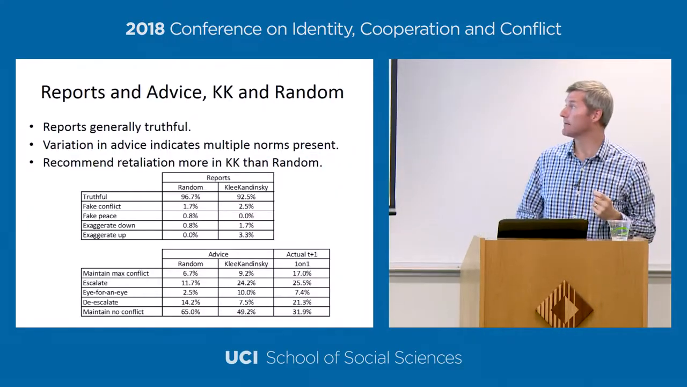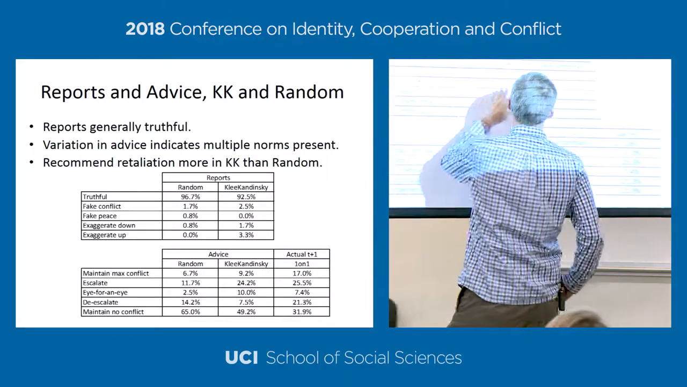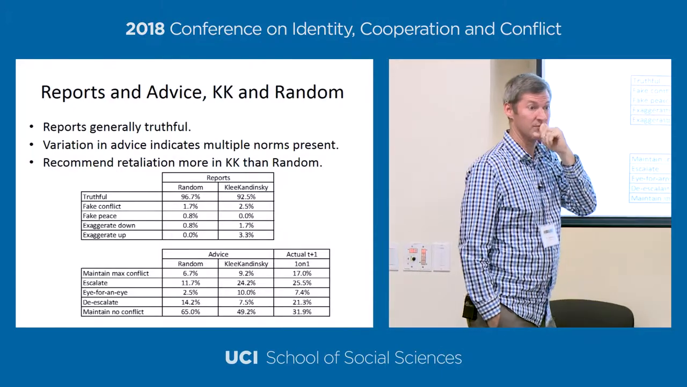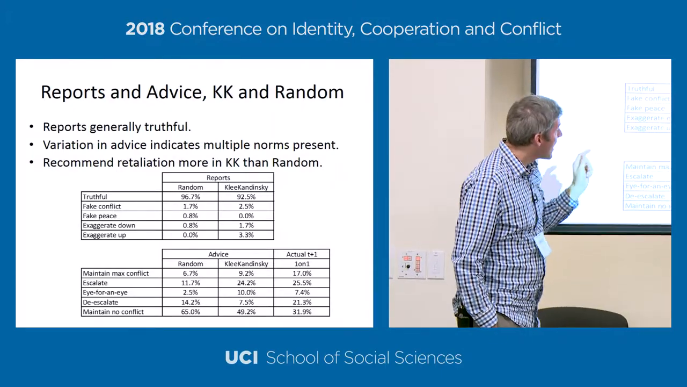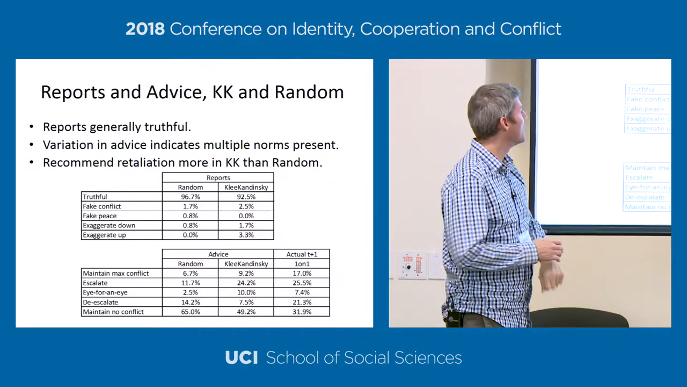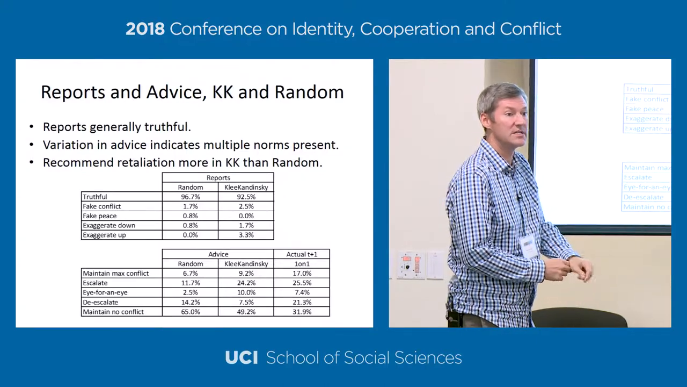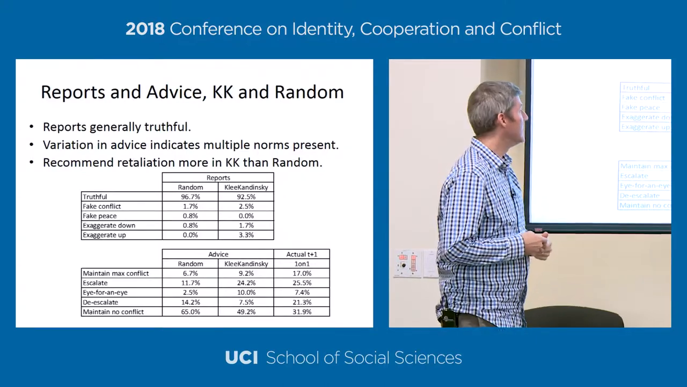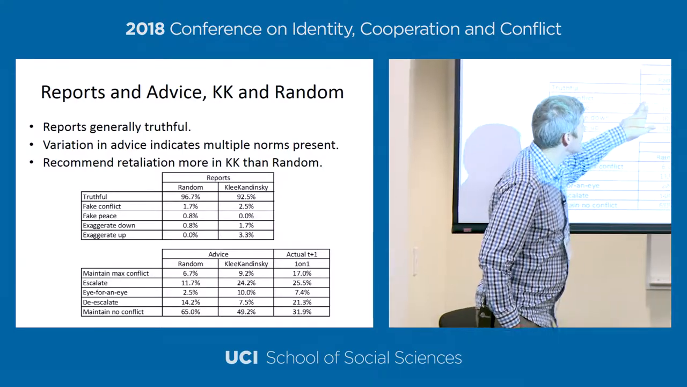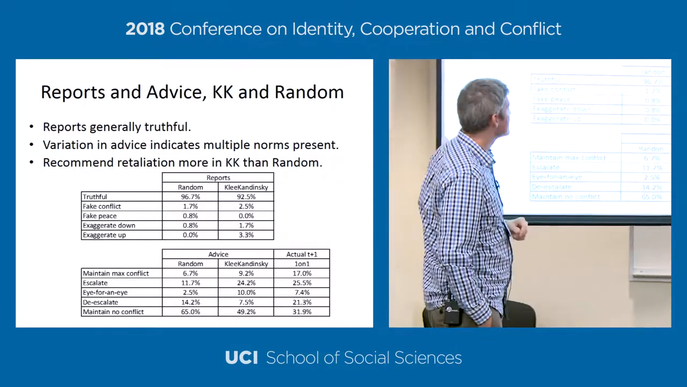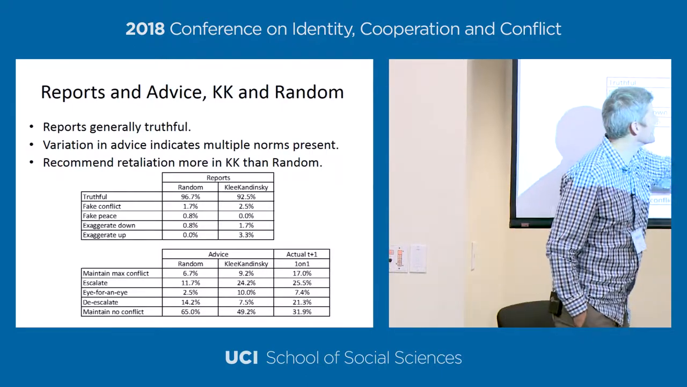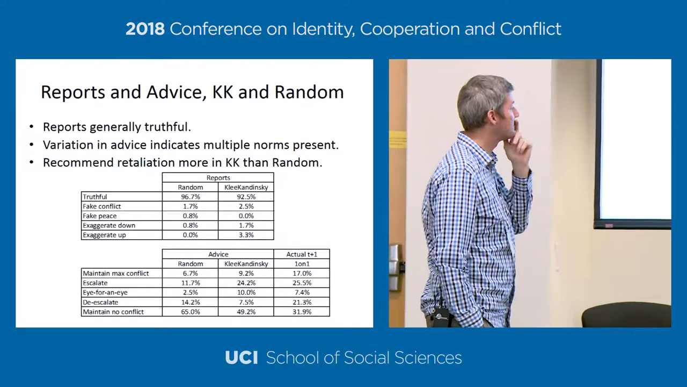Okay, so here's the truth-telling. In the random and the Clay-Kandinsky treatments, we can see that the messages overwhelmingly are truthful. When they're not truthful, we can try to identify which way they went. Did they claim there was conflict when there wasn't? Did they claim there was peace when there wasn't? Did they exaggerate upward or downward? You can see there's some difference. They might be exaggerating up a little bit more, saying there was conflict when there wasn't, a little bit higher rate there.